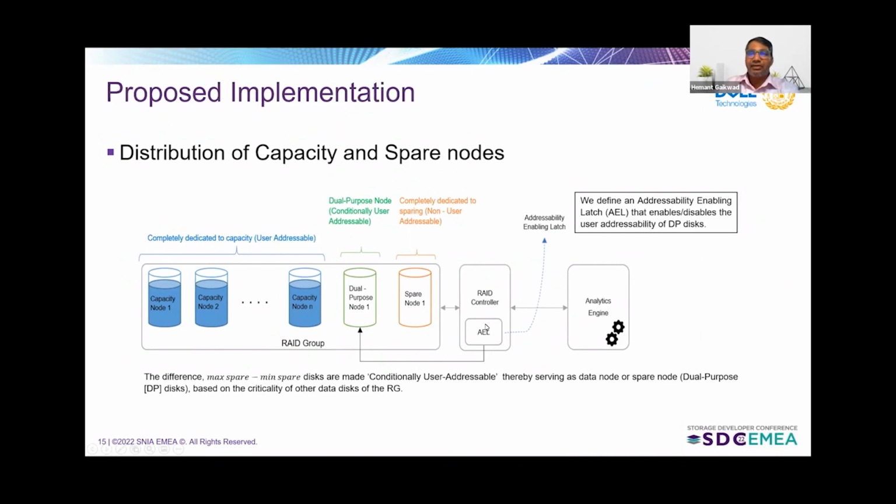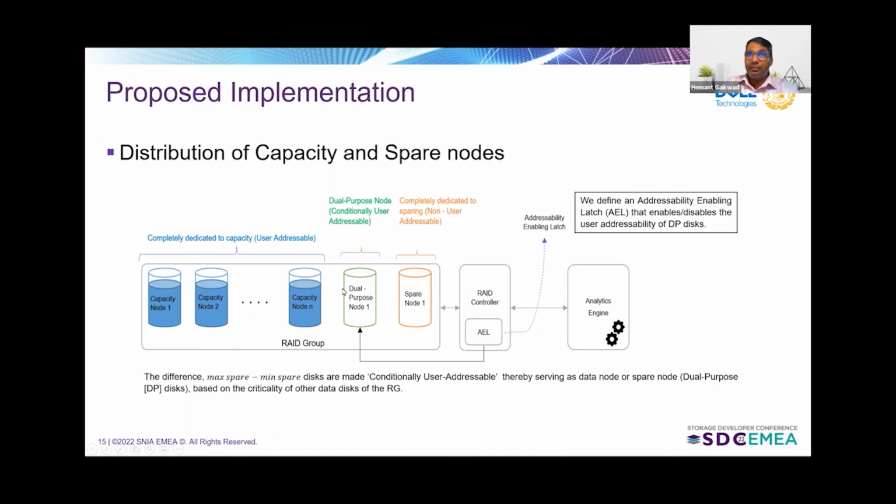This slide depicts the architectural changes from the classical implementation. A minimum count, or min spare, as well as a maximum count, also known as max spare, is maintained for every RAID group. These counts are variable and depend upon the criticality of data the capacity nodes hold. Similarly, a few nodes will always be reserved for holding user data. These are the data drives or the capacity drives, which are shown in blue.